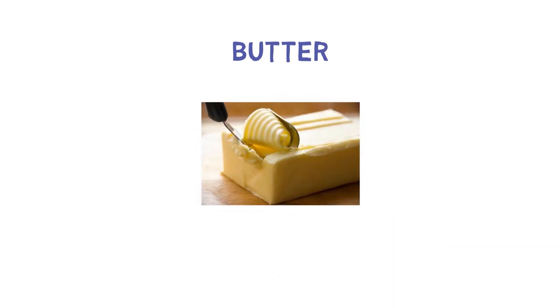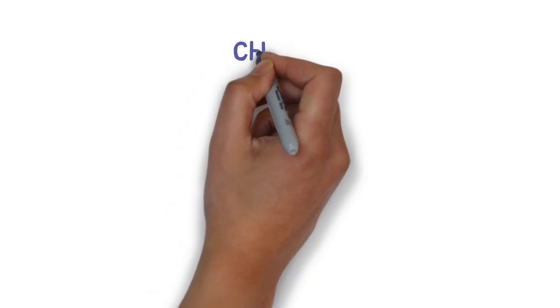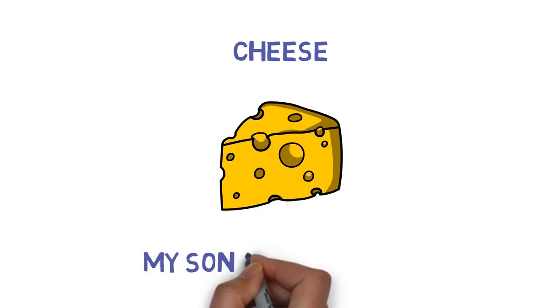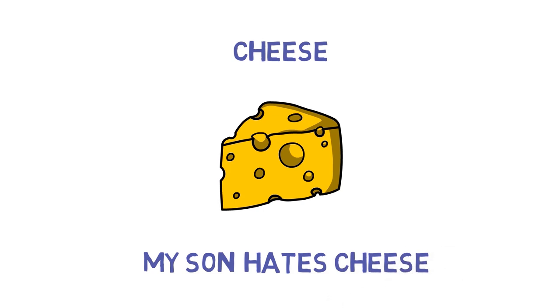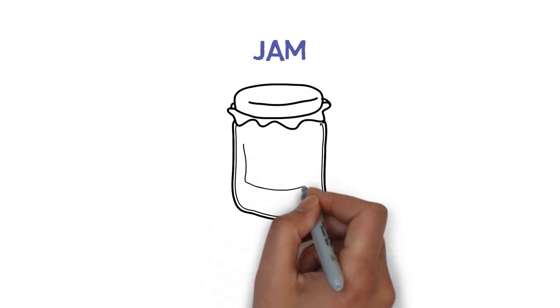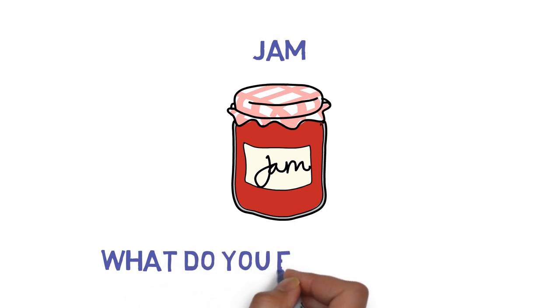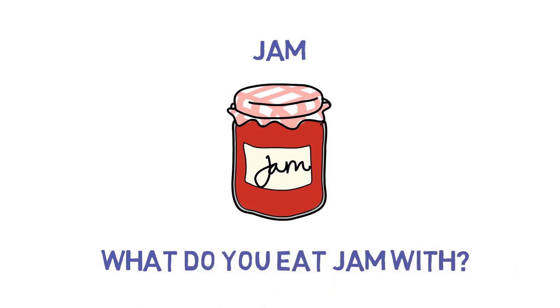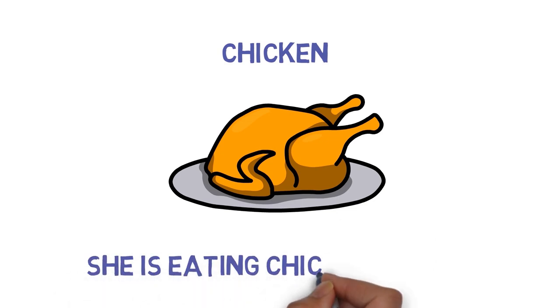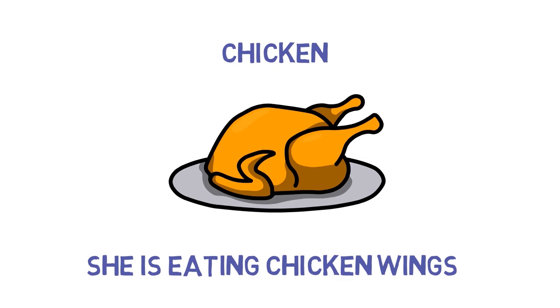Butter. I love butter. Cheese. My son hates cheese. Jam. What do you eat jam with? Chicken. She is eating chicken wings.